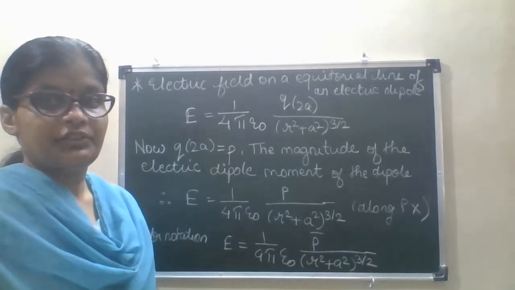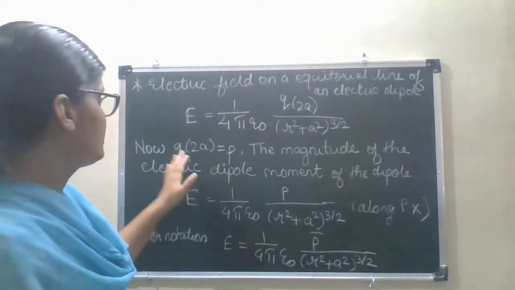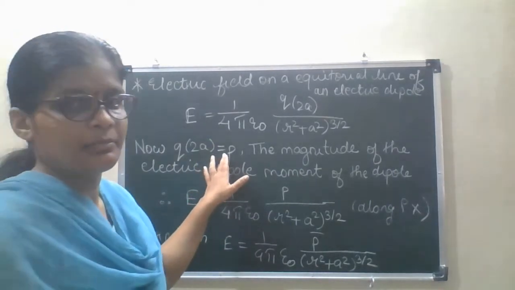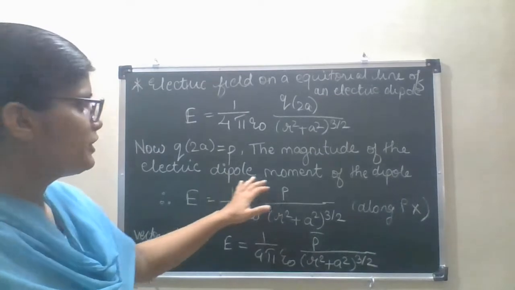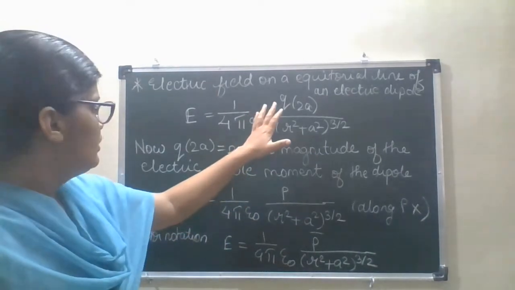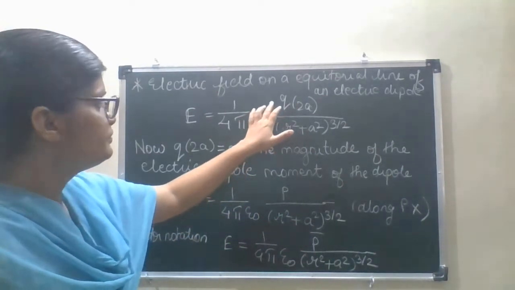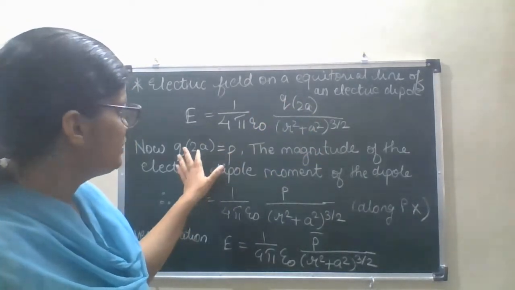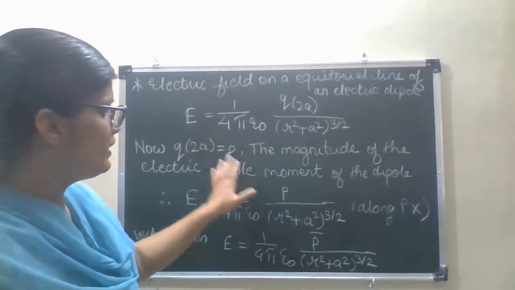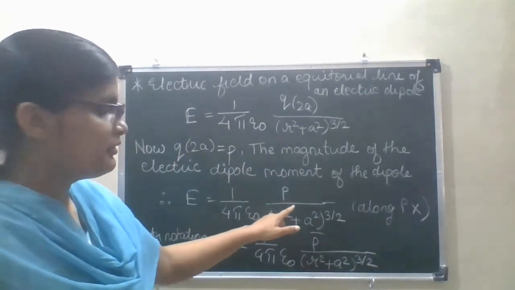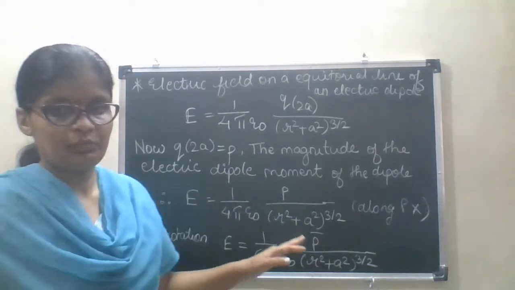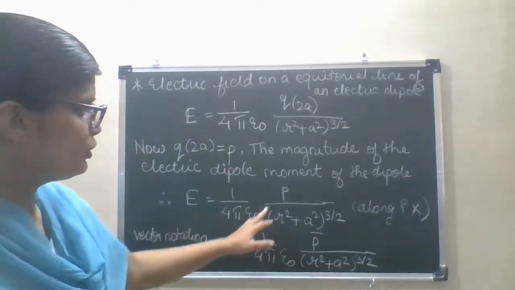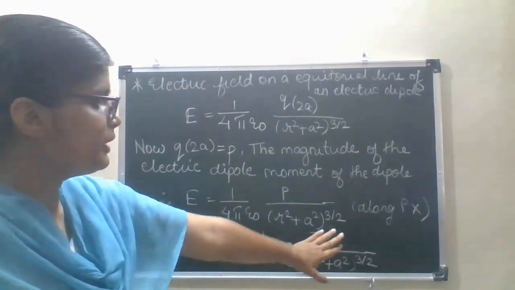So equating the electric dipole moment equation, what do we get? Q into twice A is equal to P. What is this? This is the electric dipole moment equation. The magnitude of the electric dipole moment can be given by Q into twice A. Now substituting the value of Q into twice A as P, because it is the electric dipole moment, the equation gets 1 upon 4 pi epsilon naught p upon r square plus a square raised to 3 by 2, as it is.